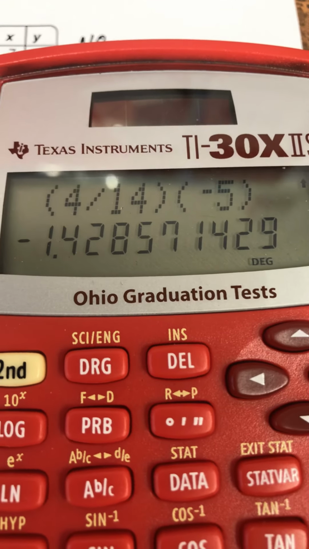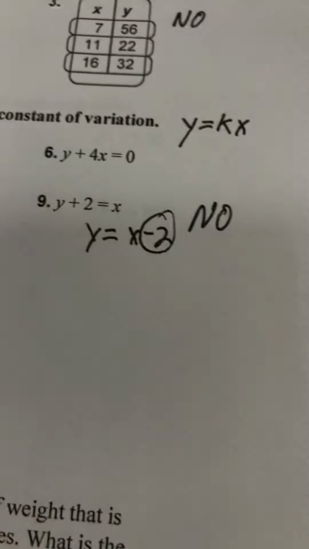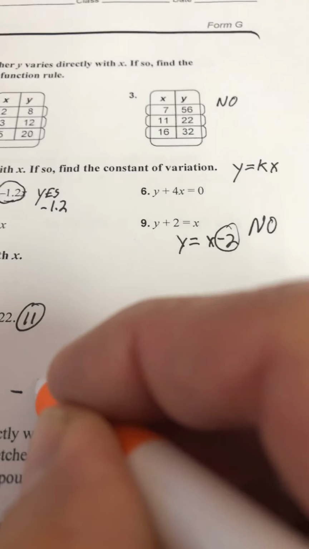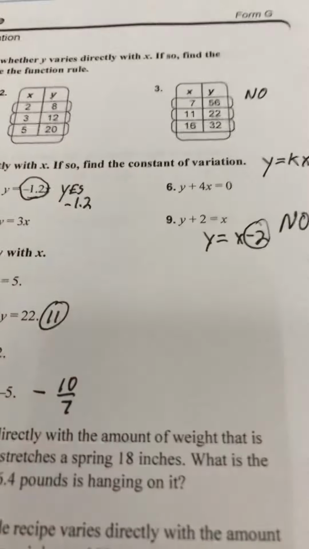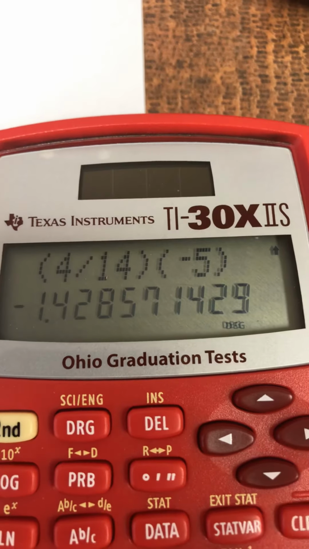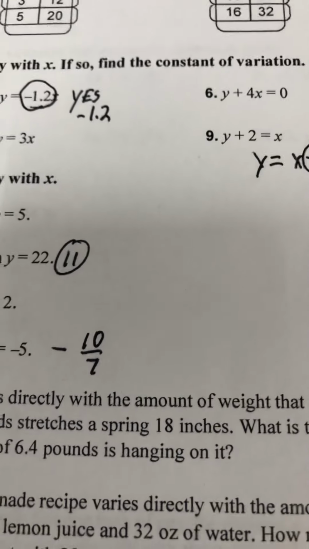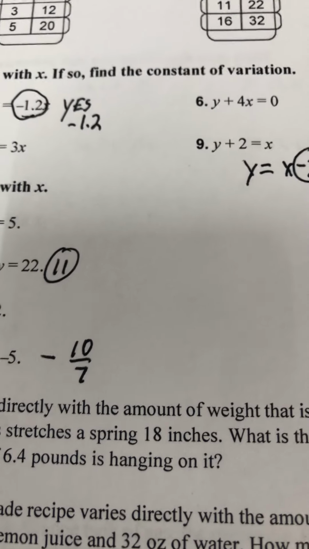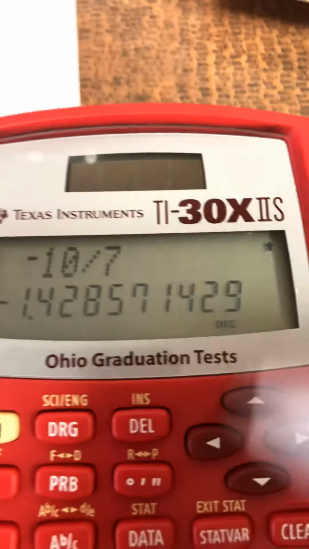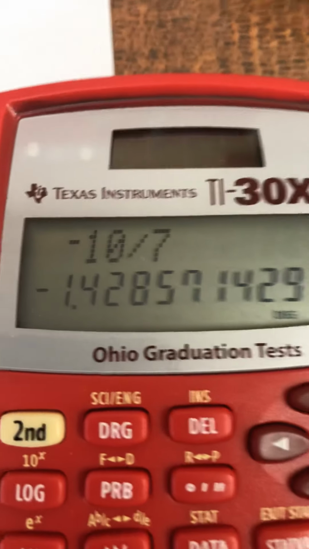And I get that ugly number, which actually is, I'll just make it into a fraction for you. Negative 10 over 7, so that number's right there, negative 10 over 7. Let me do negative 10 divided by 7, and I get that ugly number too. So I would rather write it as a fraction than this ugly number here. All right.